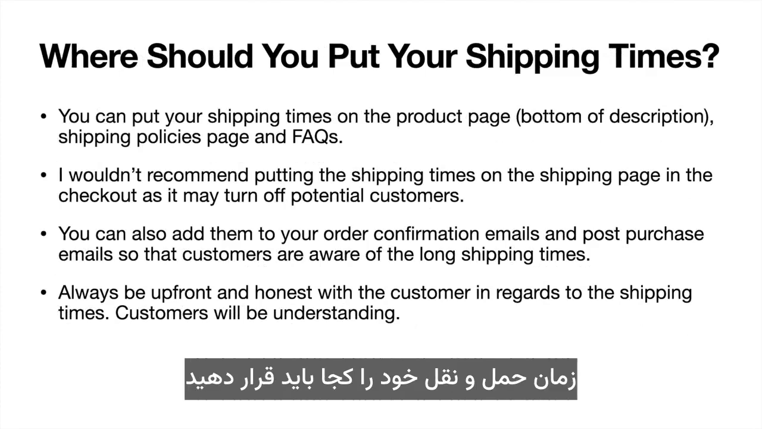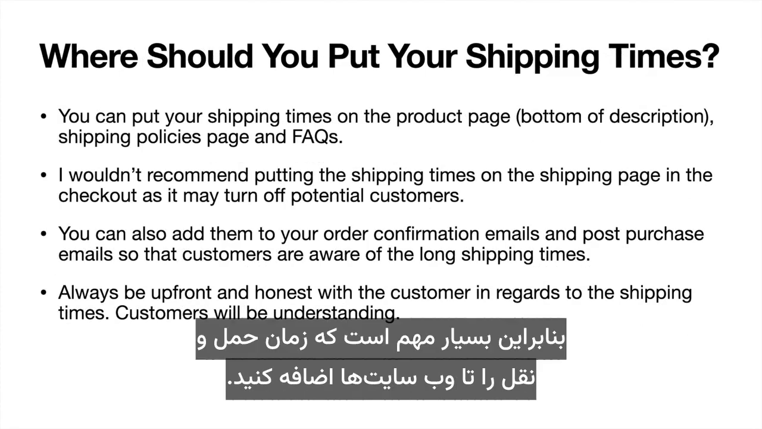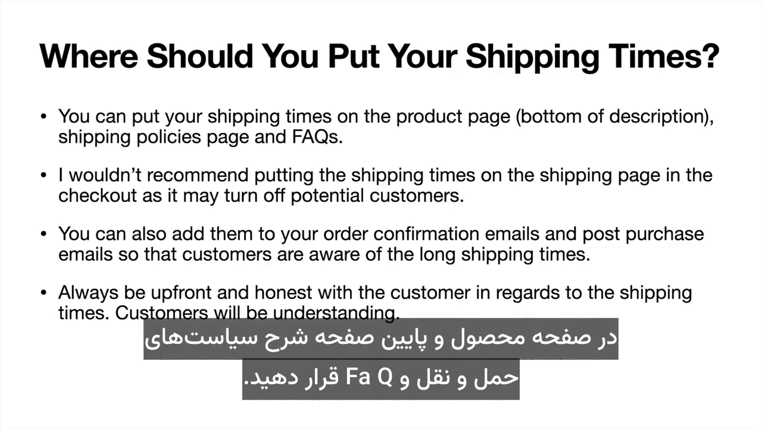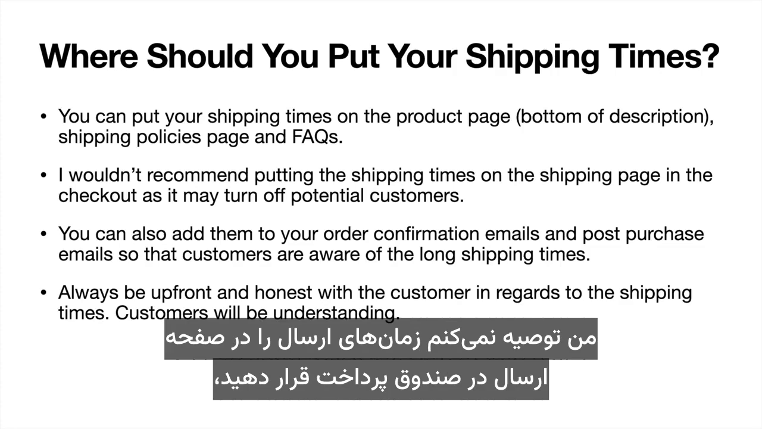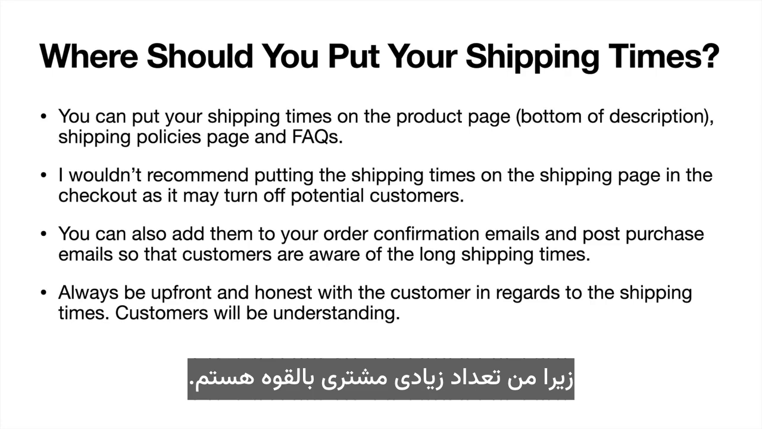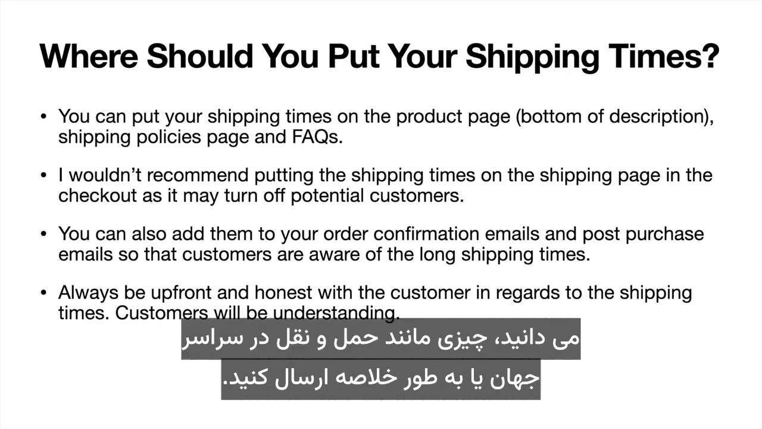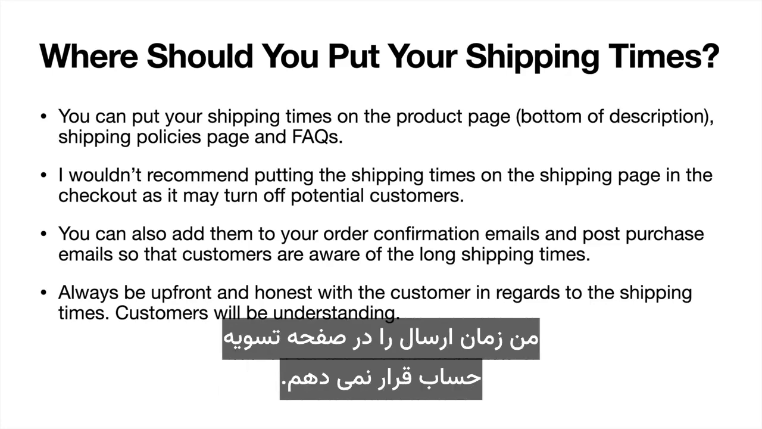Next, where should you put your shipping times? It's incredibly important that you add shipping times onto your website so customers know when the product will arrive. You can put your shipping times on the product page, at the bottom of the description, the shipping policies page, and the FAQs. I wouldn't recommend putting the shipping times on the shipping page in the checkout as it may turn off potential customers. So in the actual checkout, I recommend keeping it short. Write something like worldwide shipping or insured shipping. I wouldn't put the shipping times in the checkout page.